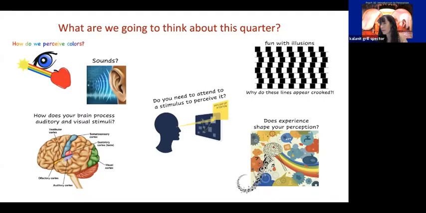I'm also a big believer in learning through doing, so we're going to have a lot of fun with illusions this quarter, and part of the fun would be looking at illusions and thinking about them, but also about you guys actually implementing illusions, and I'm going to talk about this in a couple of minutes.